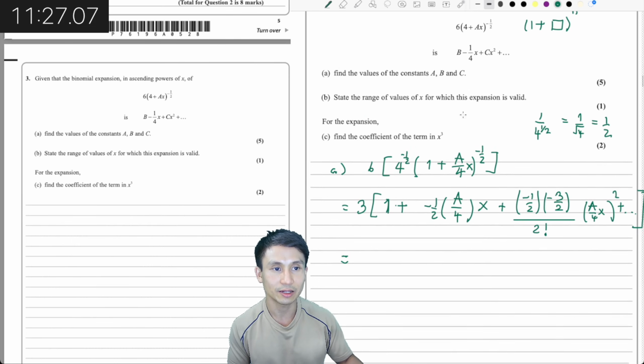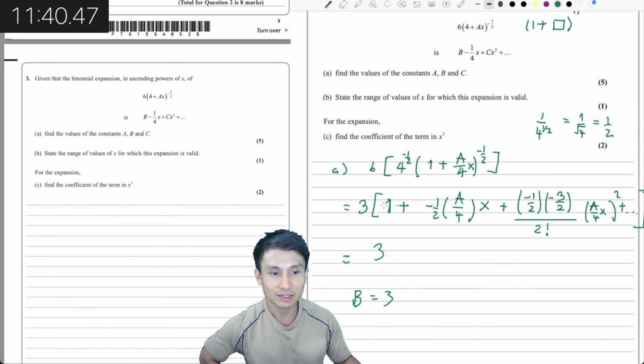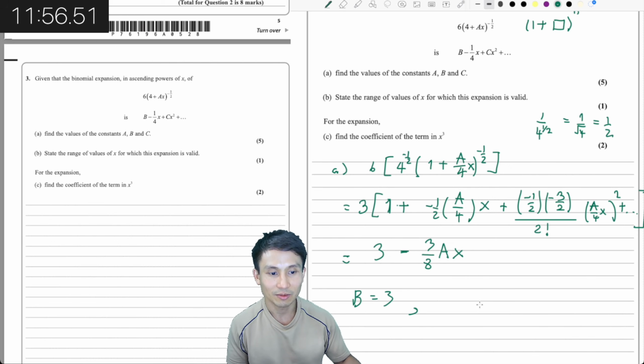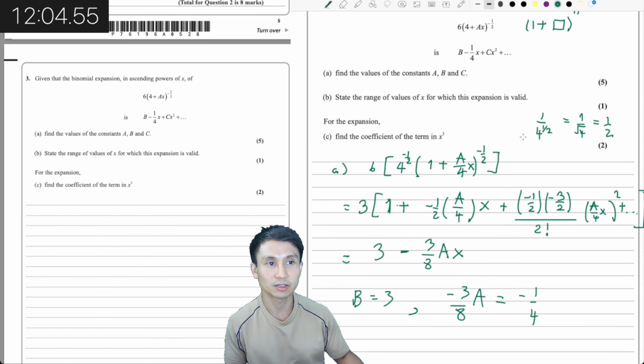Now, the next line is, all right, so we can see here that b is the first term, so b would be 3 already, right? Because when I expand, I get 3, so b is the first term. And now we can see that the second term, we're going to get a minus. So this is minus a over 8 multiplied by 3. We get minus 3 over 8 ax, right? So that tells us that minus 3 over 8 a here must be equal to this very coefficient, minus 1 over 4, because they are the same term.